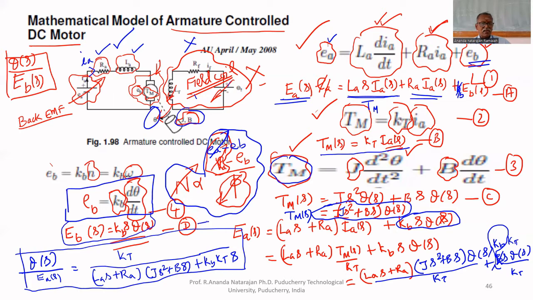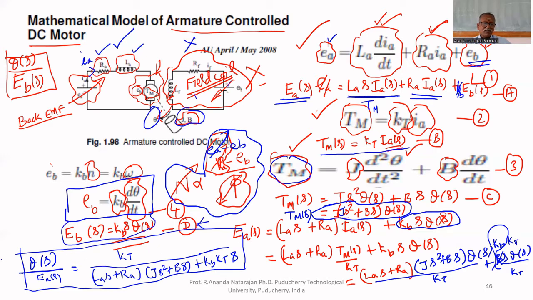From here, from the Tm equation, we can substitute IA equal to Tm by KT. But Tm equal to J S square theta of S plus B S theta of S. Therefore, Tm can be replaced by (J S square plus B S) theta of S by KT. If you take LCM using KT, the numerator also becomes KB KT S theta of S.